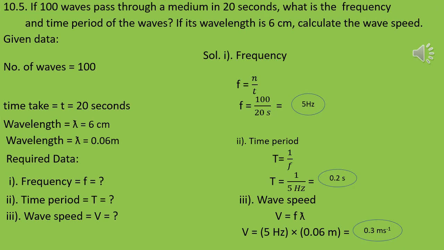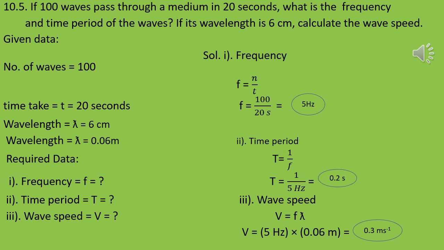Numerical problem 10.5. If 100 waves pass through a medium in 20 seconds, what is the frequency and time period of the waves? If its wavelength is 6 centimeters, calculate the wave speed. Given data: number of waves, 100; the time taken is 20 seconds; and wavelength of the wave is 6 centimeters, or 0.06 meter. Required data: we have to find 1. Frequency of the wave, 2. Time period, and 3. Wave speed.